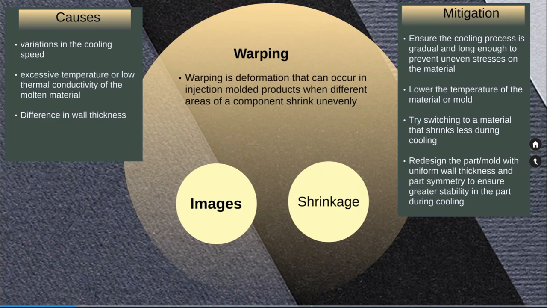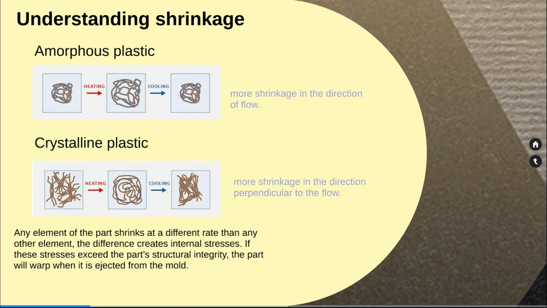Maybe before getting into warping, we should understand what shrinking is. You can see here amorphous and crystalline plastic, and how they shrink, which I have shown in this picture. For amorphous plastic, there is more shrinkage in the direction of the flow. For crystalline plastic, there is more shrinkage in the direction perpendicular to the flow. So any element of the part shrinks at a different rate than any other element. The difference creates internal stress.